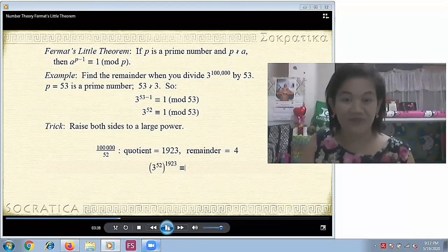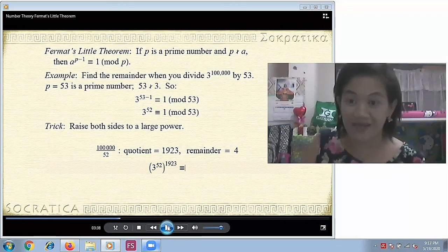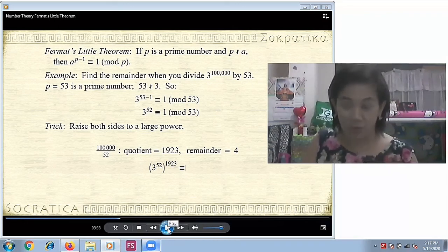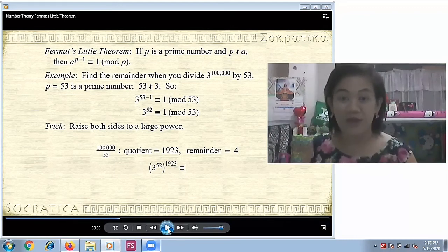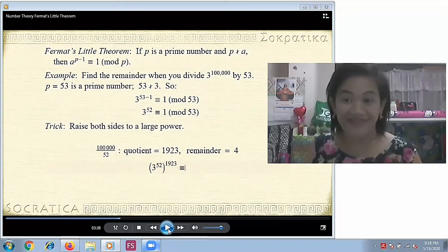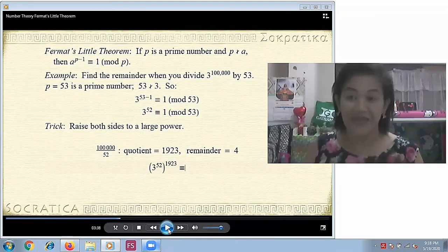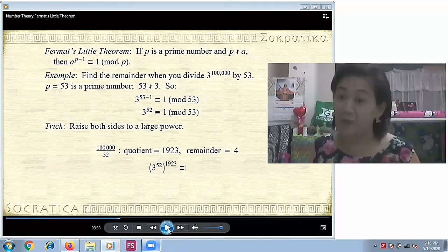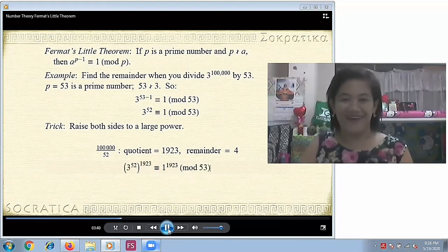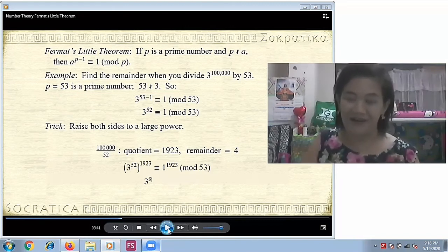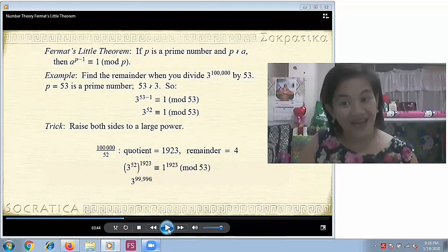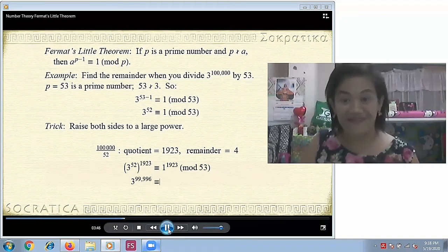Okay, so 3 raised to 52 raised to 1,923 is congruent to, at the right hand side, we will also be using 1,923. But at this time, any number raised to 1 is equal to 1. So the right hand side of the congruence won't change. It is still 1 mod 53. Okay. So at the left hand side of the congruence, that will become 3 raised to 99,996. At the right hand side, that's 1 mod 53.